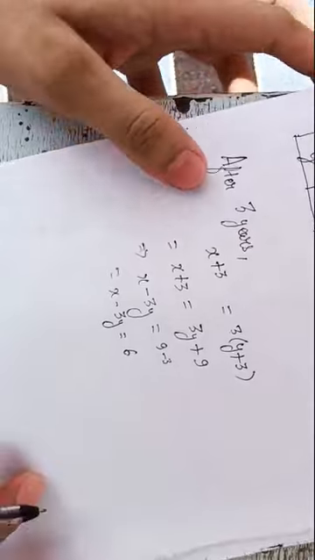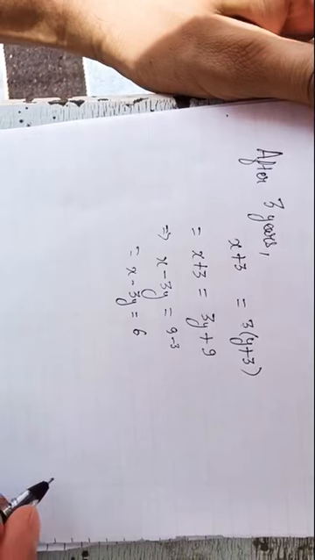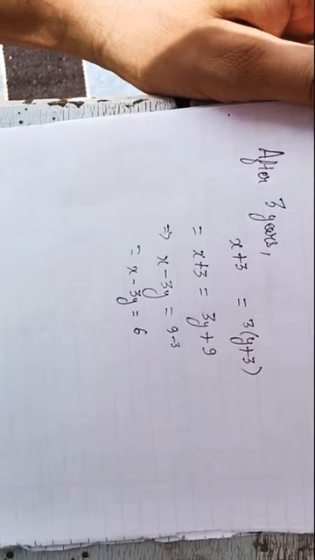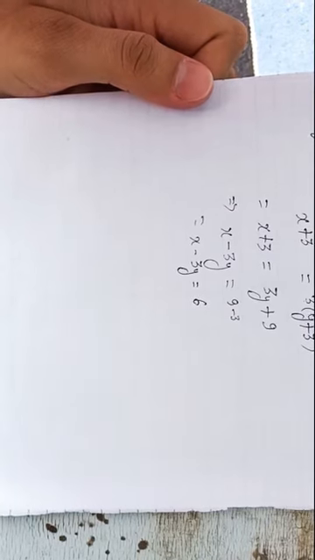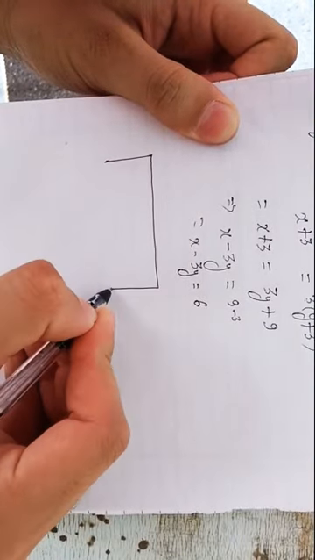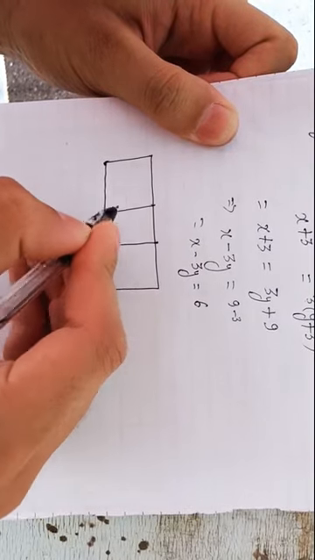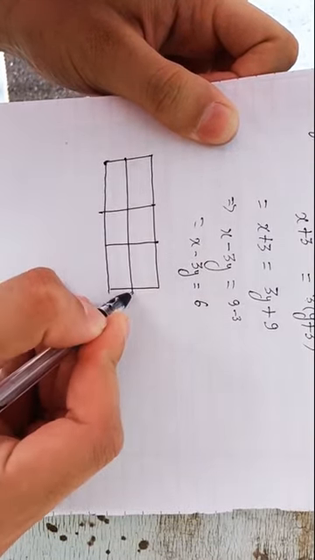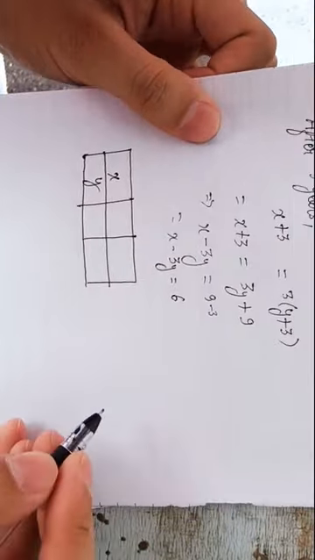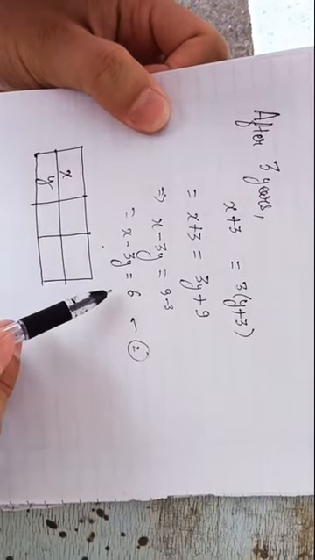Then again we will follow the same step, that means we will draw the table. Again we are going to draw a table. Here I will write x, here I will write y. Now the equation is x minus 3y equal to 6.